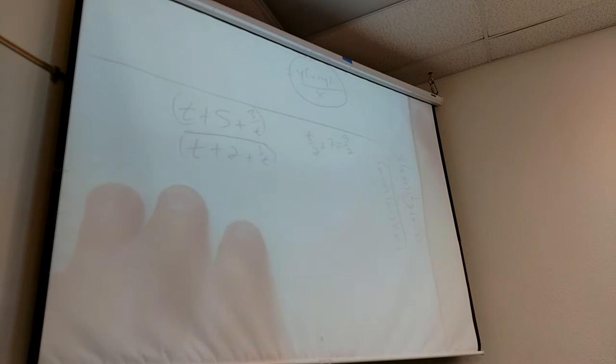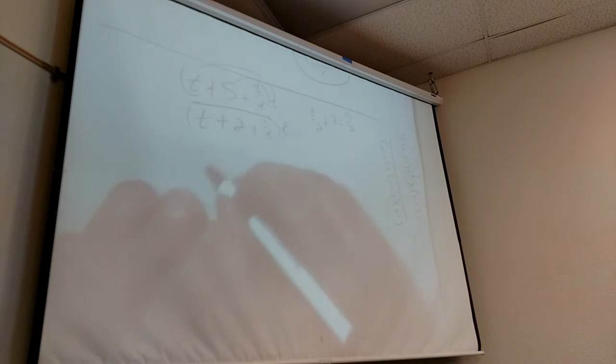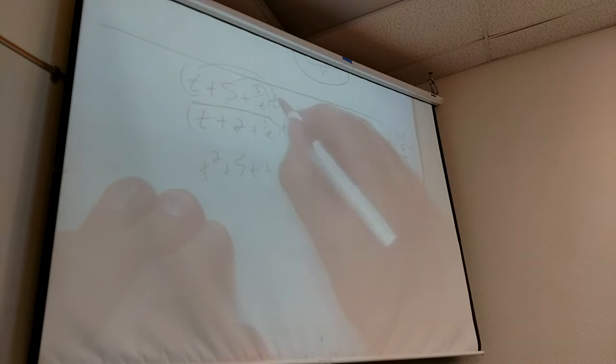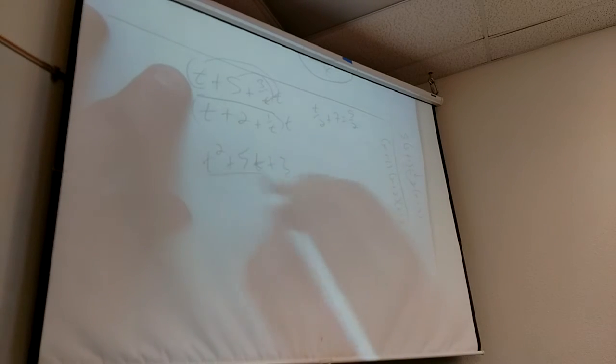So I can multiply top and bottom, and of course we know we can multiply top and bottom of a fraction. Multiply top and bottom by t. So it cancels here, but it has to distribute. So I get t squared plus 5t plus 3, all over t squared plus 2t plus 1.